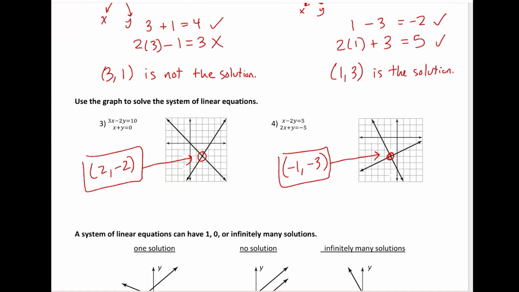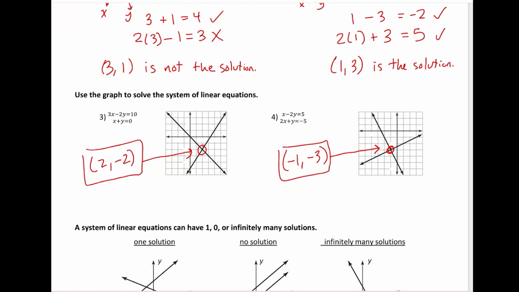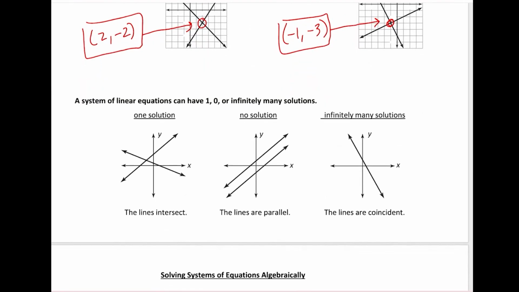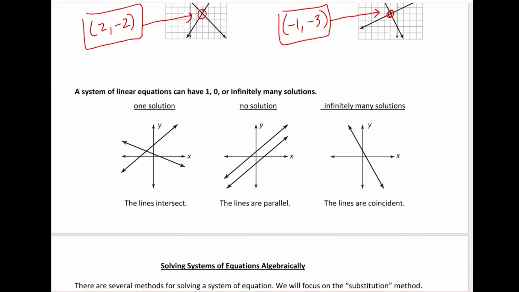Now, we're working with 2 equations with 2 variables, 2 lines if you're looking at the graph. There are a couple of different scenarios that could happen as far as how many solutions you might get. Most of the time, you're only going to get one solution. There's just going to be one point where the 2 lines cross. That means that the 2 lines intersect. Here's an example, that first one where you have just one solution, one point where they cross.